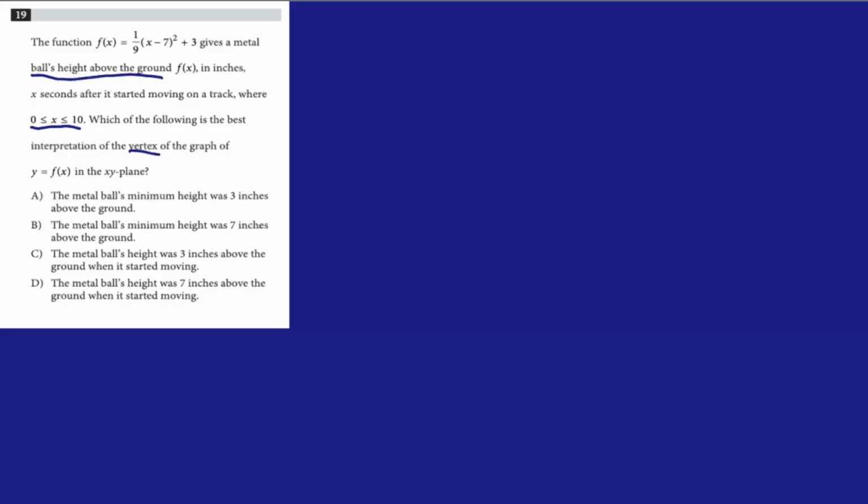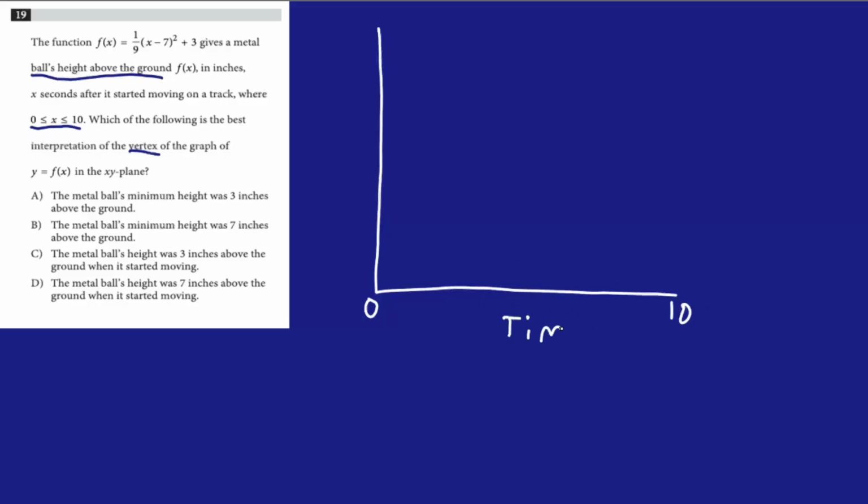So let me just draw out what's kind of going on here. We have this parabola. It ranges from 0 to 10. And then this is time, and then this is height over here. So we have time and height, and then it has a positive a value, so we know it's going to open up. So it's going to look something like this.